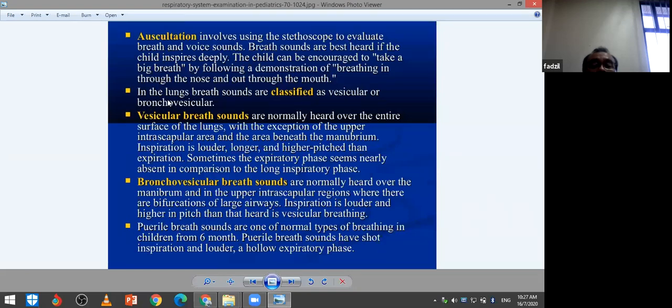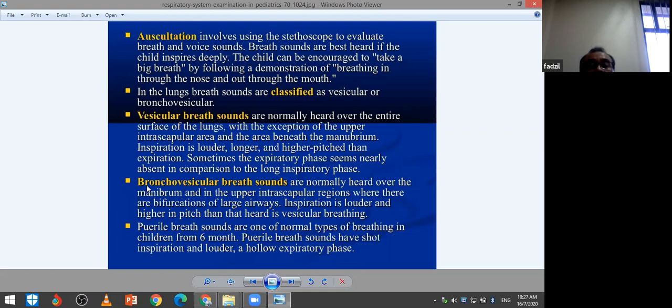So you have to be able to decide whether the breathing is vesicular or bronchovesicular sound, eh? Very important. Vesicular breath sound is heard over the entire surface of the lung. Vesicular means that the air is inside every alveolus, the movement is inside every small area. So it is a small area, and it is where air entry goes into the vesicles, eh?